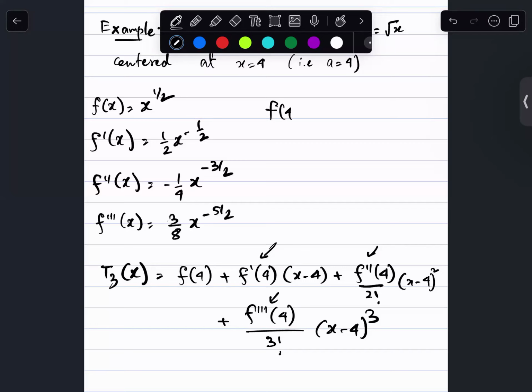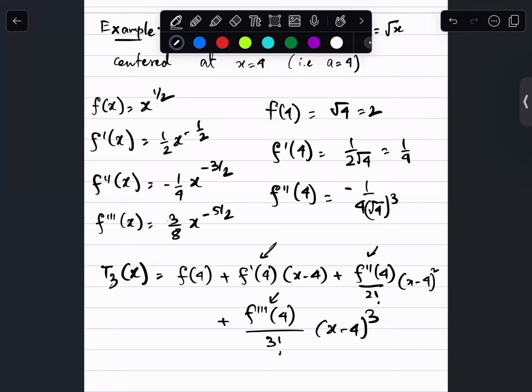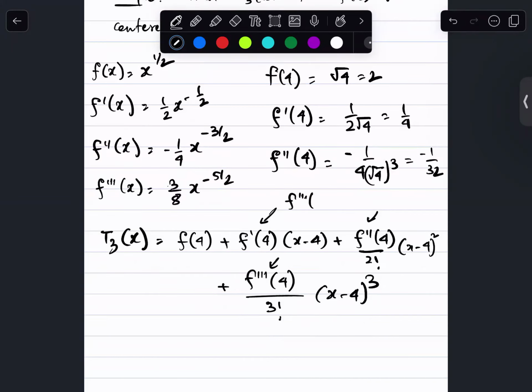Now f(4) will be square root of 4, which is 2. f prime(4) will be 1 over 2 square root of 4, which is 1 over 4. f double prime(4) is minus 1 over 4, and then this. If you evaluate this using a calculator, you'll get this. And f triple prime(4) will be just 3 over 8 square root of 4 to the 5. Let me just clear this a little bit.